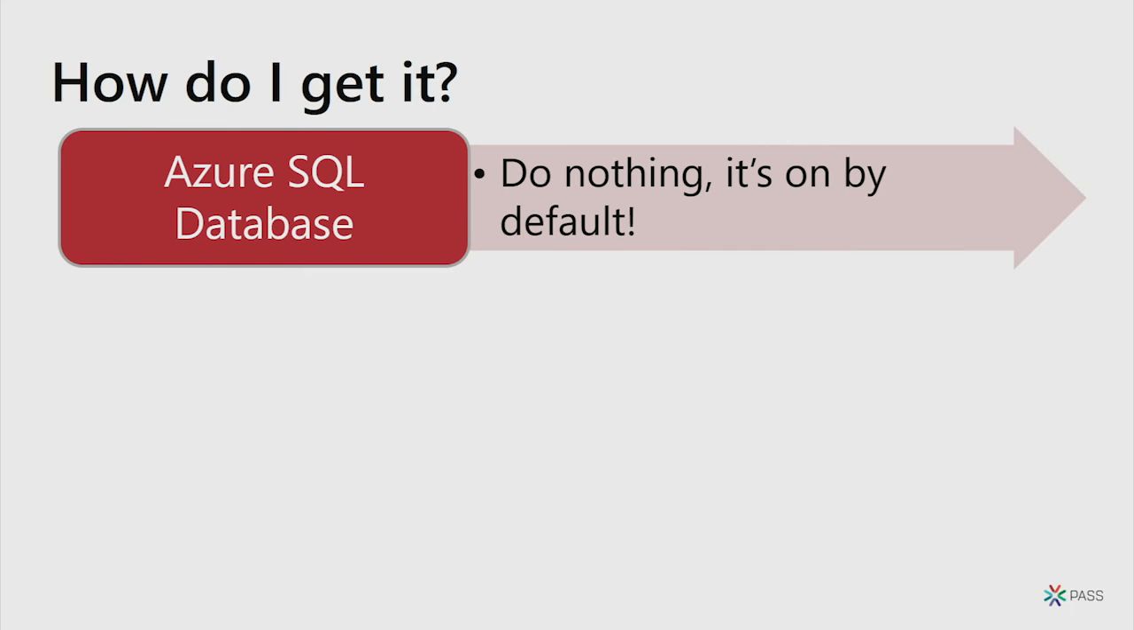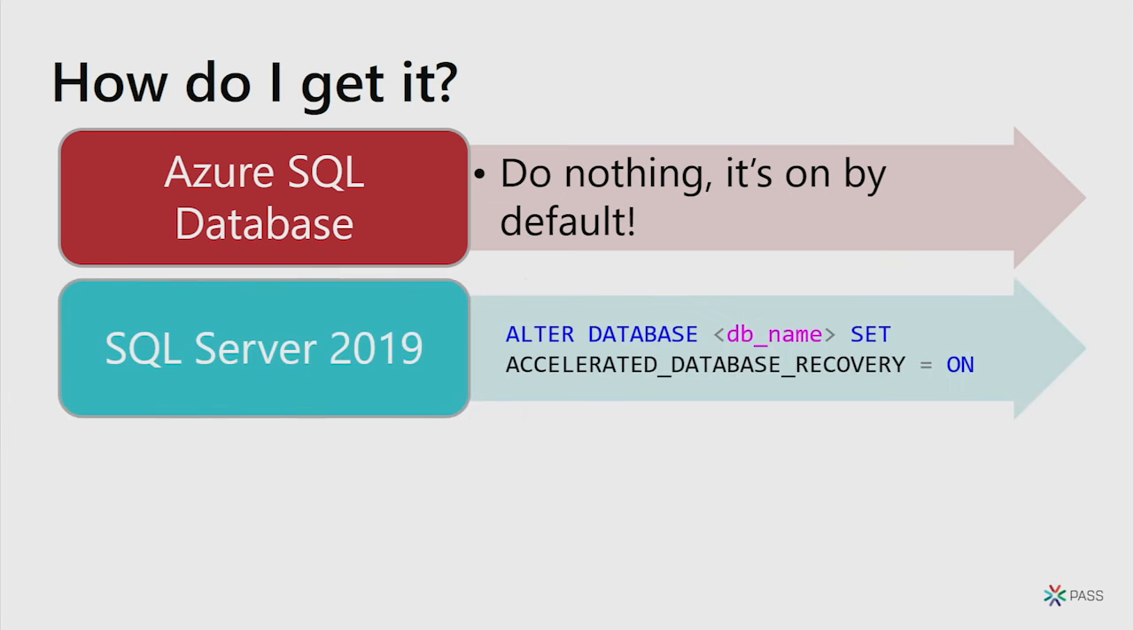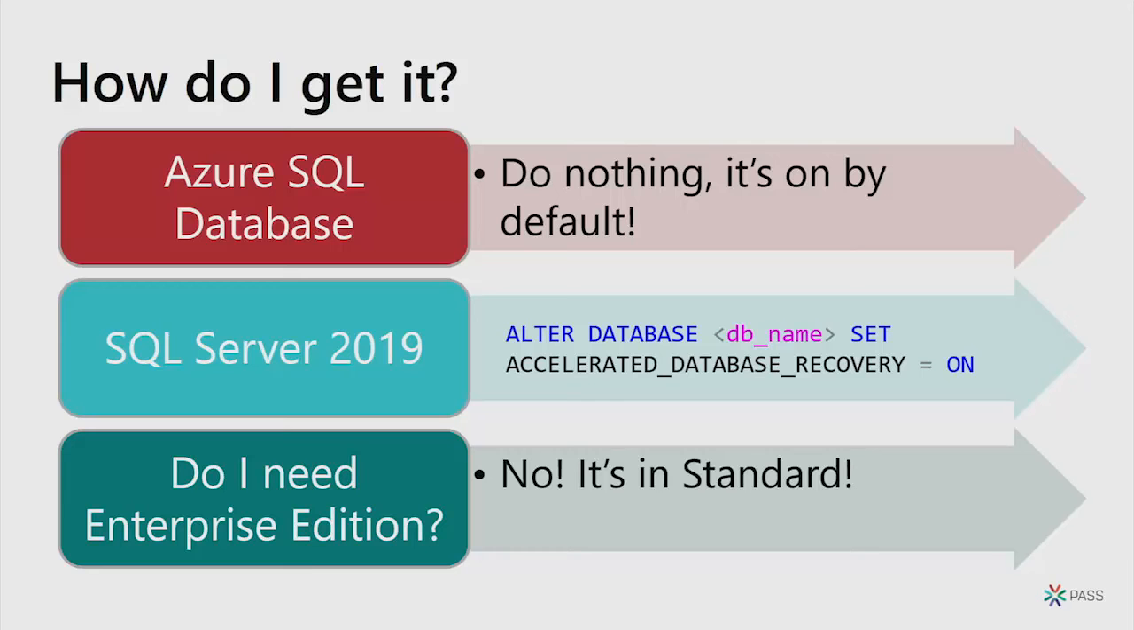All right, how do I get it? Azure SQL Database, do nothing, it is on by default. So if you are using Azure SQL Database, you already have this. And you don't have to worry about it because you're not the one being woken up in the middle of the night anyway, but it's there. SQL Server 2019, ALTER DATABASE name SET ACCELERATED_DATABASE_RECOVERY ON, and that's what starts the PVS and starts all that going. And the last question, do I need Enterprise Edition? No, you do not. This is in Standard Edition.